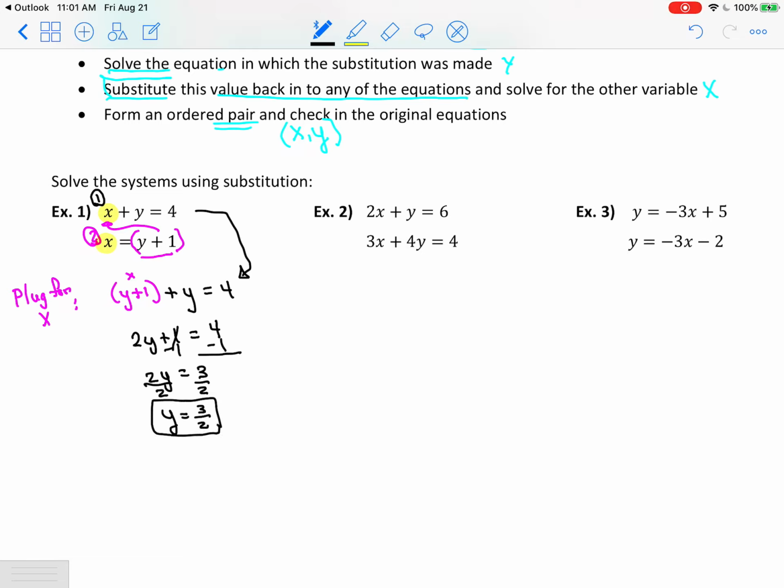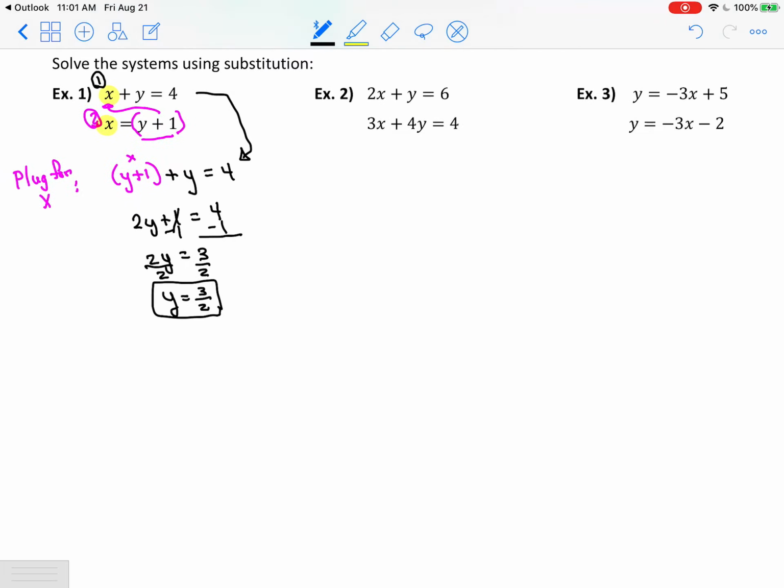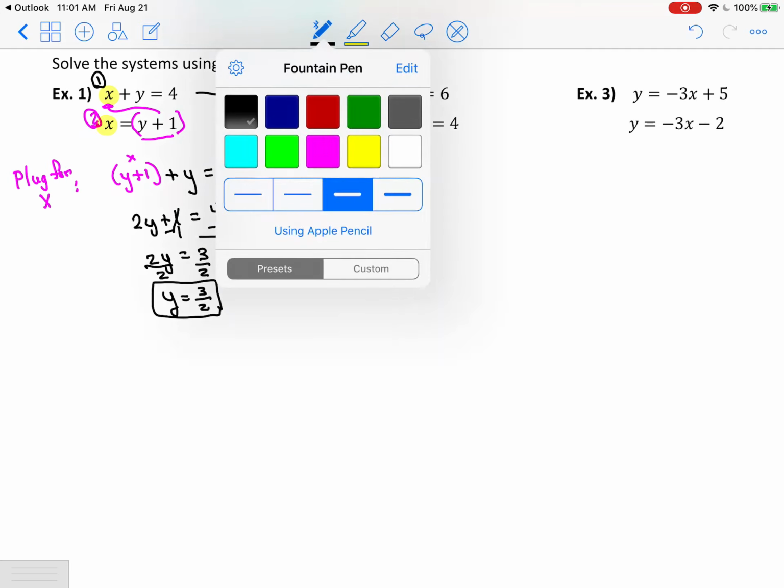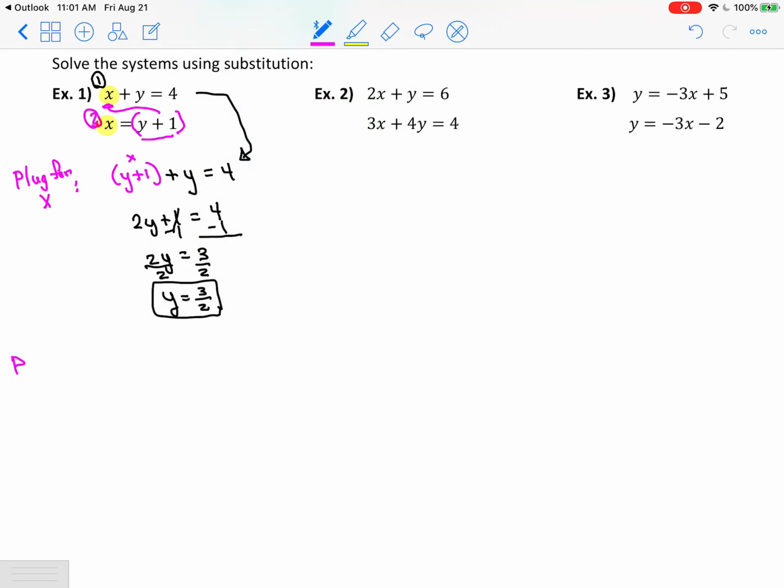All right, so I have one of the coordinates. So far I've got this guy, right? I've got the y. Now I just need to plug for my x. Okay, so let's go back here. I'm sorry, I said plug for x, plug for y. So we know that y now is equal to 3/2. So we can go back up to this second equation here that's already in terms of x. I'm just choosing that one because it's easier. You could choose either one of those equations, but this one is already in terms of x, which is great.